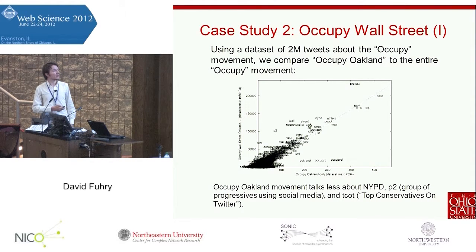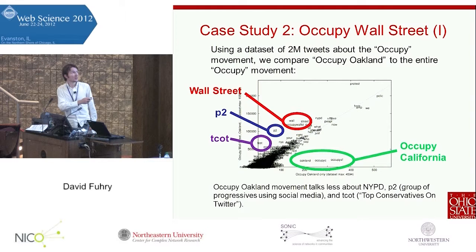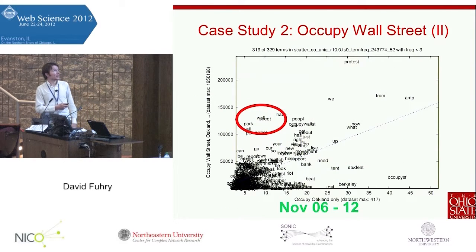And so we can see some expected results where people from Occupy Oakland, California talk about several California cities relatively much more frequently. We can also see some interesting cases like, for instance, Wall Street is much less relatively frequently talked about by them. Also P2, which turns out to be some progressive online group, and TCOT, which is Top Conservatives on Twitter. So we can see that they talk about these terms relatively less frequently, as well as protesting and NYPD, the New York Police Department. So that shows some interesting results.